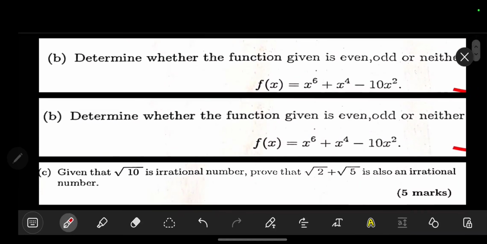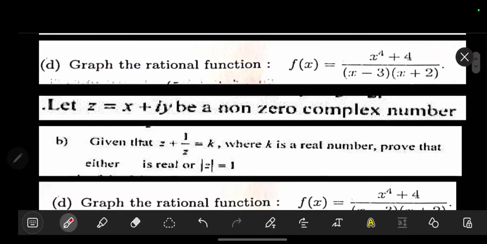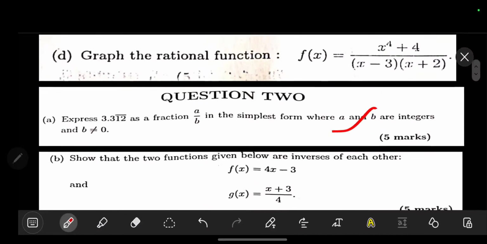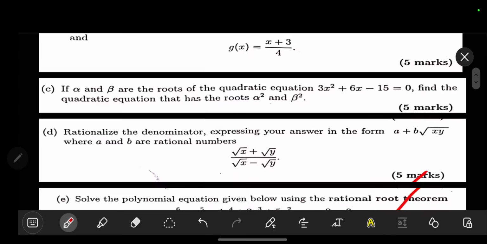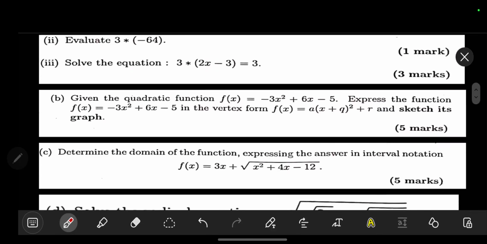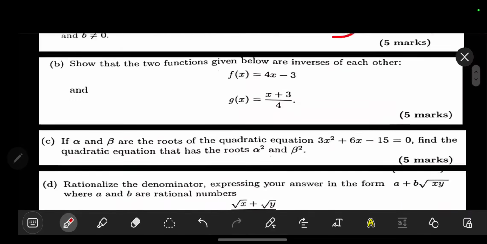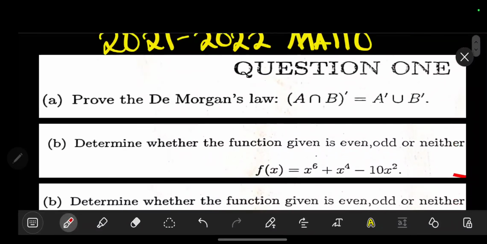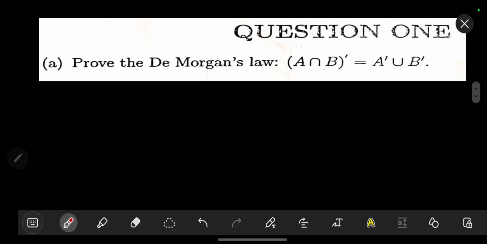So this full paper has got a good number of questions, which will equip you for a test, exam, and basically for any revision. So let's get into it. So the first question is saying prove De Morgan's rule.